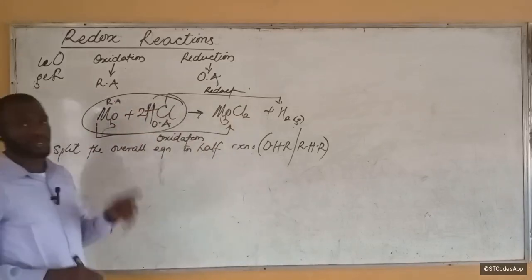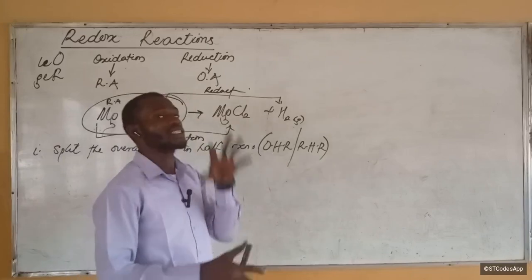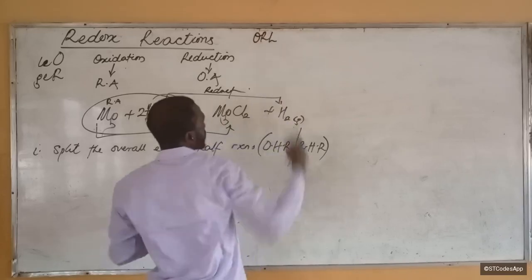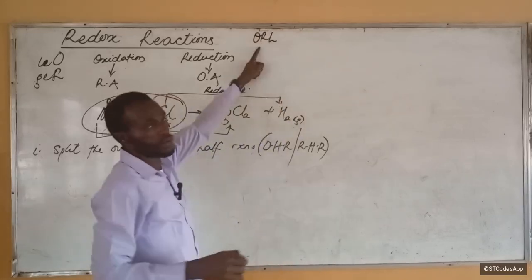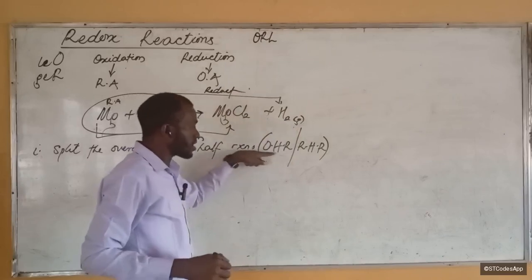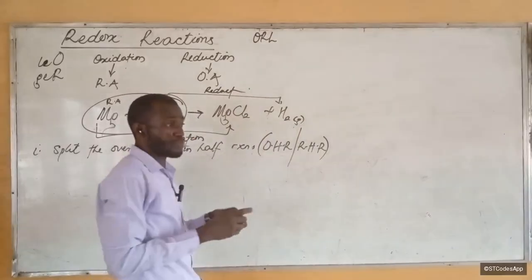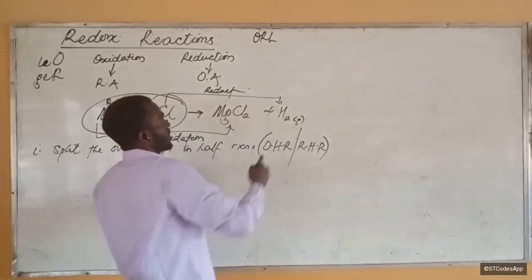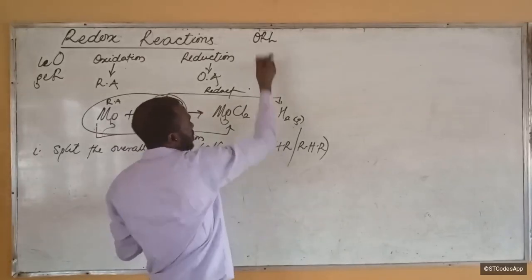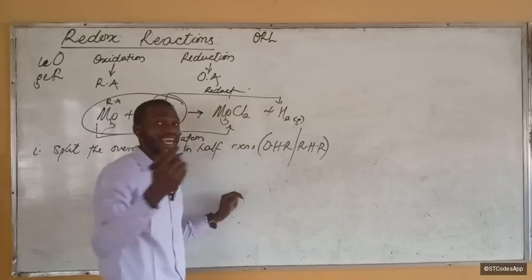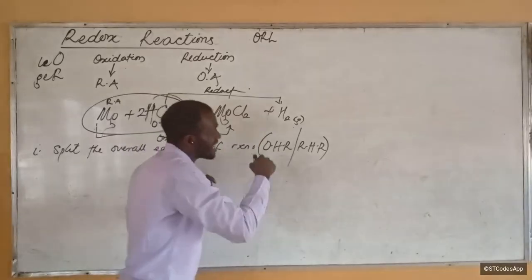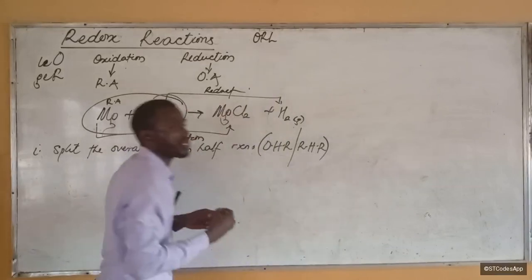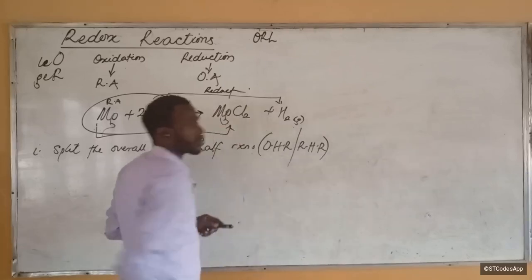Now, the oxidation half reaction, for you to be sure that it is the oxidation half reaction, use this ORL to remember it. If you have picked the right equation for your oxidation half reaction, then at the end of the day, the electron will be added to the right-hand side of your equation. That is the product side, this side of the equation.